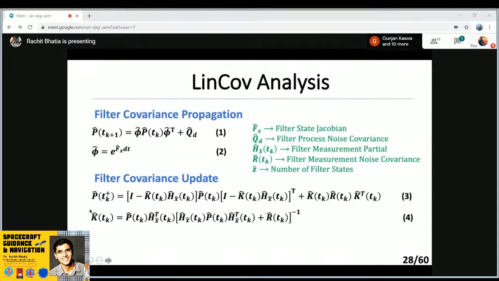The update is also needed because we are getting some measurement, some information about the system and the dynamics, and we can use that to better our uncertainty. For example, if I start with a position uncertainty of 200 meters, and in the next 10 seconds I get a measurement, say a GPS measurement, and as you know, GPS measurement is accurate up to 10 meters, then my uncertainty decreases from 200 meters to tens of meters. So that is how we update the filter covariance.